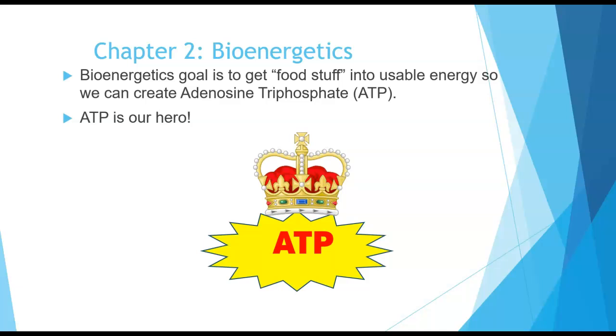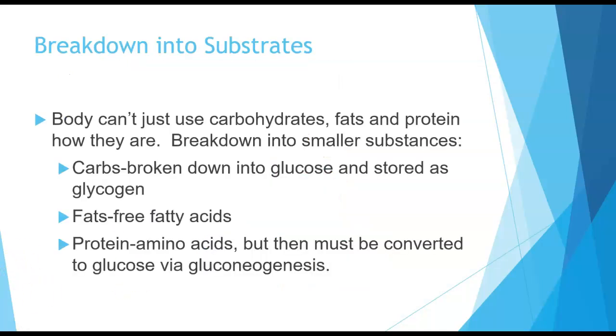The idea really is that we need to take those carbs, those fats, and those proteins that we eat, break them down into substrates so that we can then create ATP. As I said, our carbs, fats, and proteins get broken down into smaller substances or smaller molecules that our body will use in order to create that ATP.